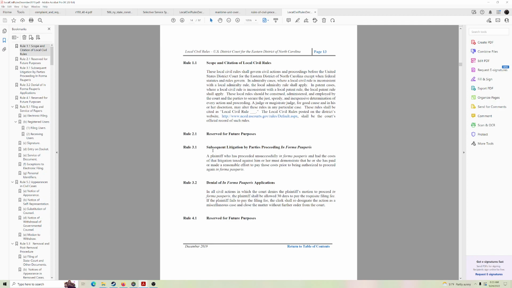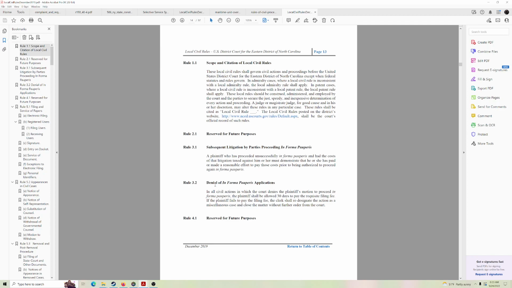Rule 3.1, Subsequent Litigation by Parties, Proceedings in Forma Pauperis. A plaintiff who has proceeded unsuccessfully in forma pauperis and had the cost of that litigation taxed against him or her must demonstrate that he or she has paid or made a reasonable effort to pay those costs prior to being authorized to proceed again in forma pauperis.